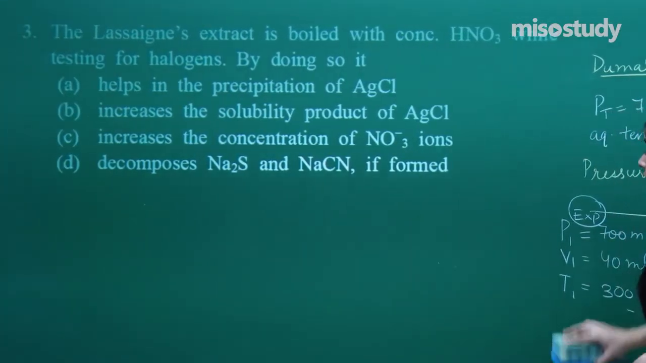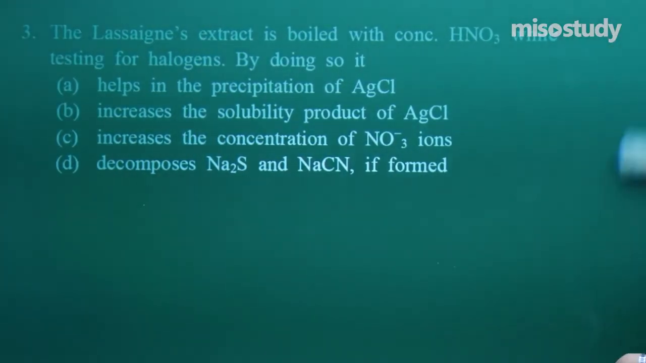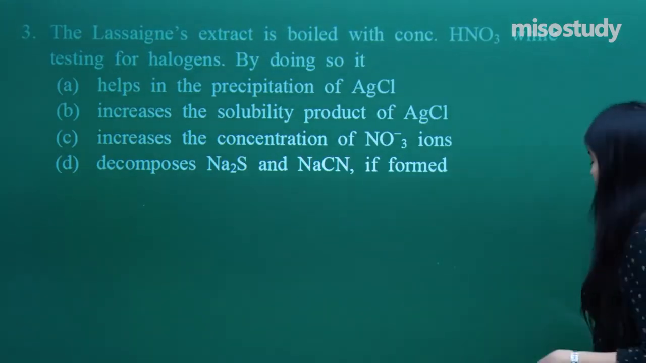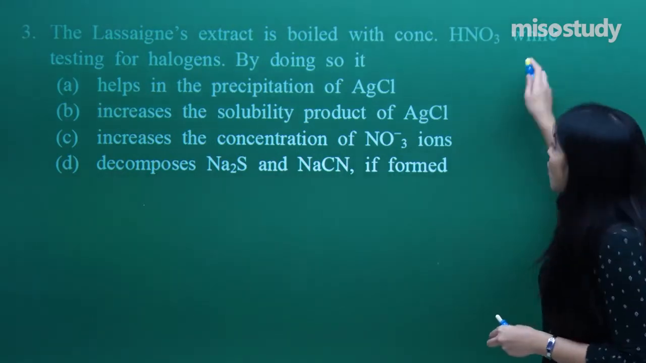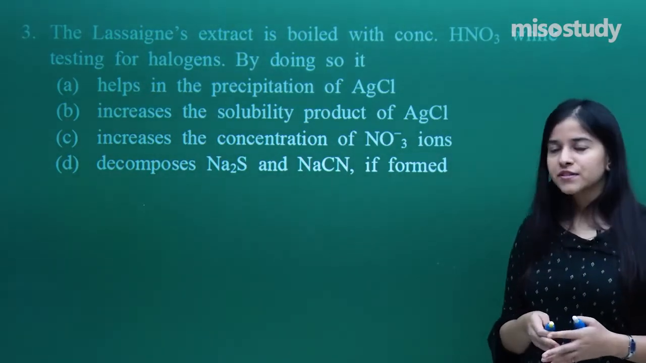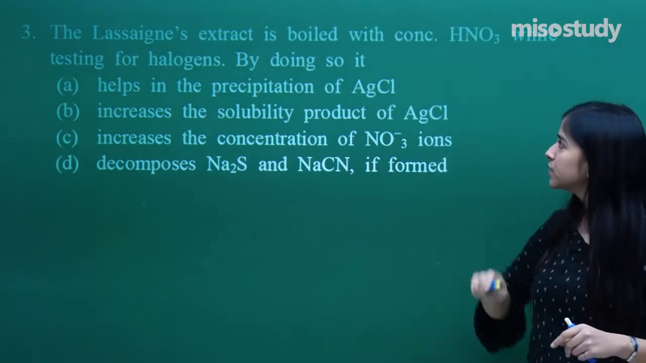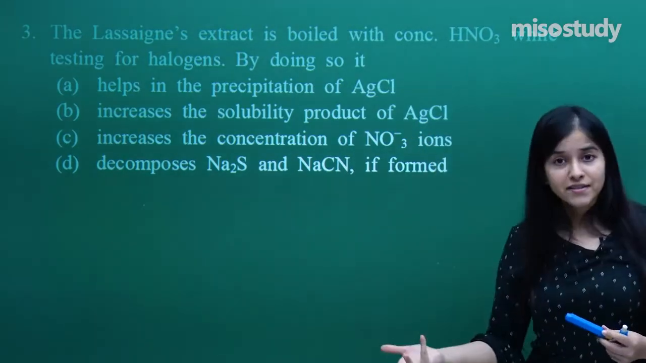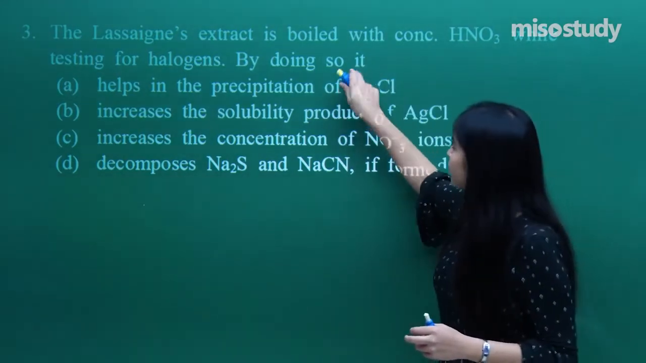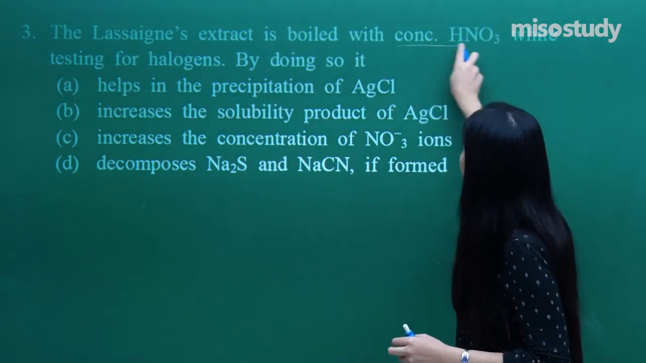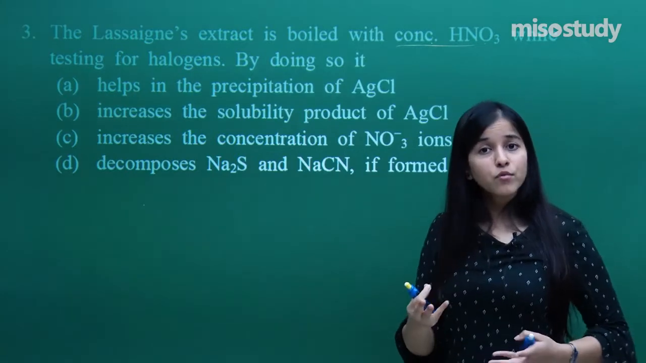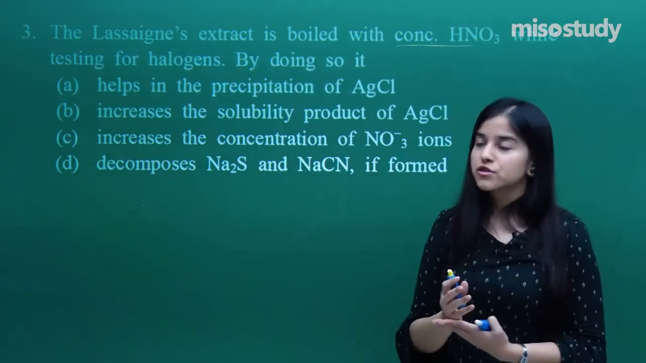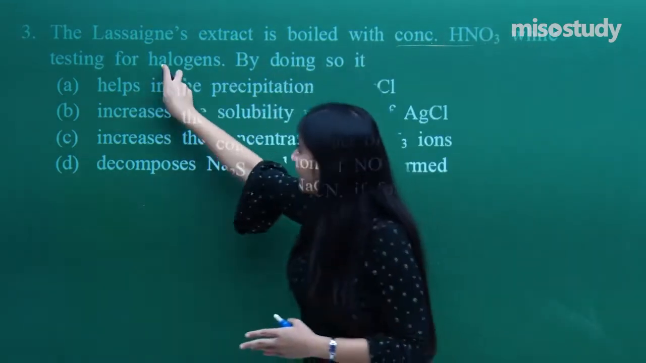which says, it's the time for the Lassaigne's extract, the LE. The Lassaigne's extract is boiled with concentrated nitric acid while testing for the halogens. By doing so, what does it do? First of all, they have told us that they are boiling the LE with the concentrated nitric acid. Why are they boiling it? They are asking the reason before testing for the halogens.